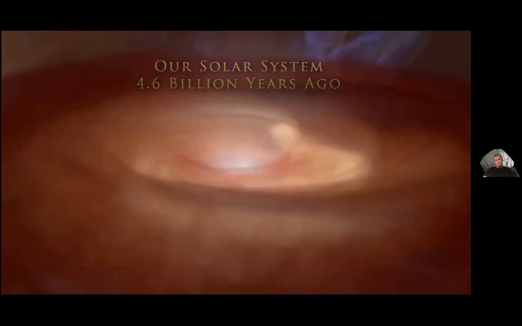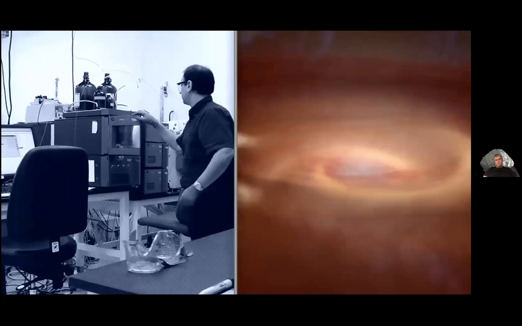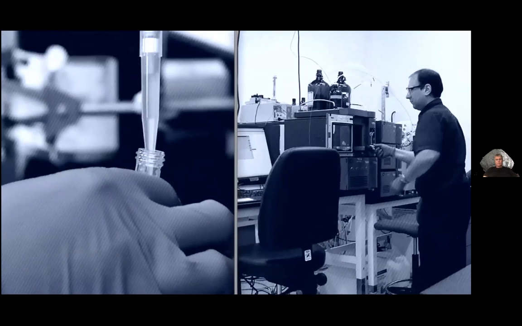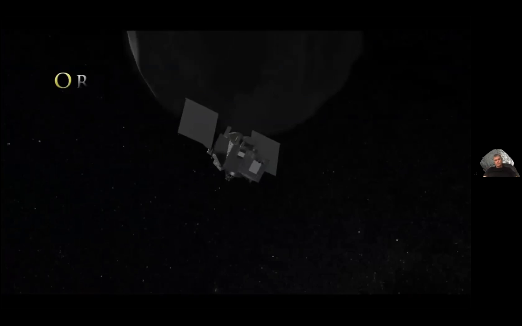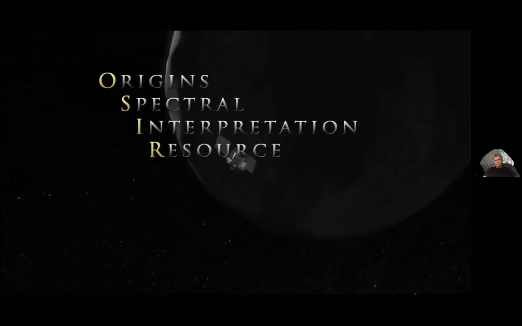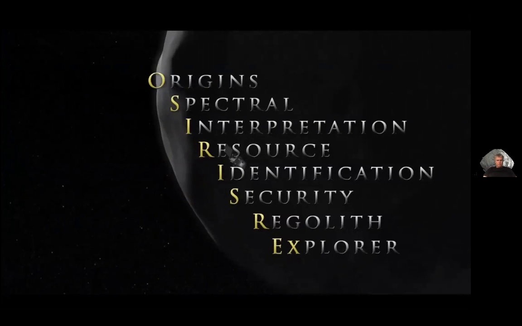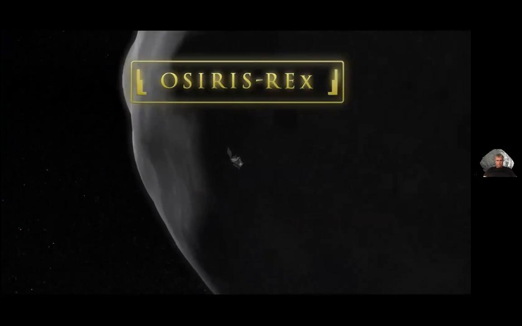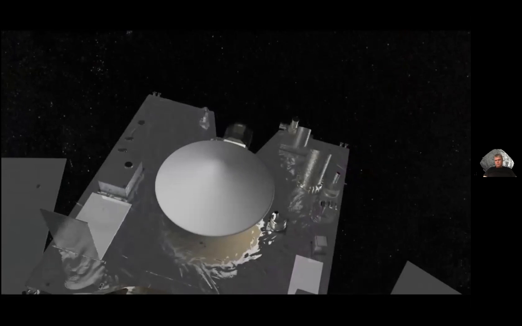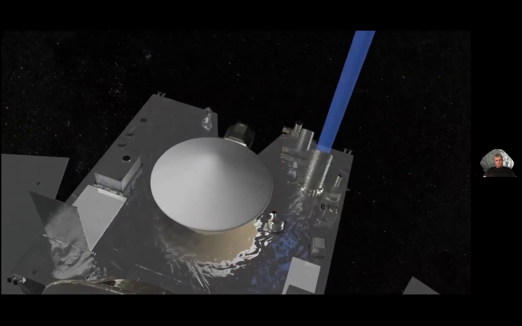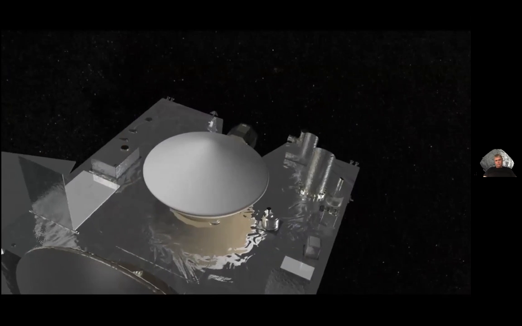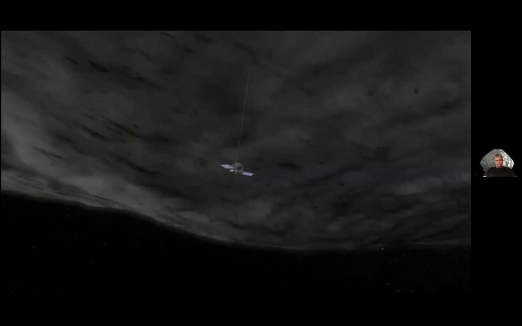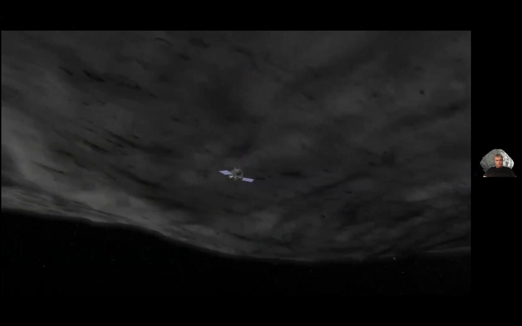If you want to study a piece of the early solar system in a lab on Earth, what do you do? To better understand the evolution of our solar system, NASA is sending the Origins Spectral Interpretation Resource Identification Security Regolith Explorer, or OSIRIS-REx, to study a near-Earth asteroid called Bennu. OSIRIS-REx will launch in 2016 and arrive at Bennu in 2018, where it will spend over a year surveying the asteroid in unprecedented detail, determining its chemical makeup, mineralogy, and geologic history.